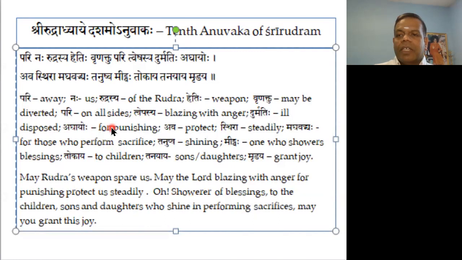Pari. So in this case, the pari takes on the meaning of from all sides, in every way. English does not translate it, but I hope you understand. Pari means in every way, from all sides. Something which is around, that way also you can look at it. So pari also means around. Let it go around us. That kind of meaning, in addition to the earlier away. So in this case, pari is from all sides, in every way.